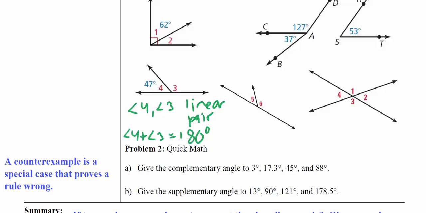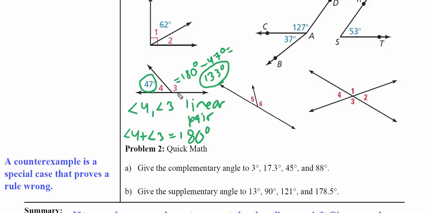If it's a linear pair, then it's supplementary. And that means that it adds up to 180 degrees. Perfect. And if they add up to 180 degrees, that means angle 3 has a measurement of 130 degrees. Angle 4 is 47 degrees. If you add those two, you get 180.